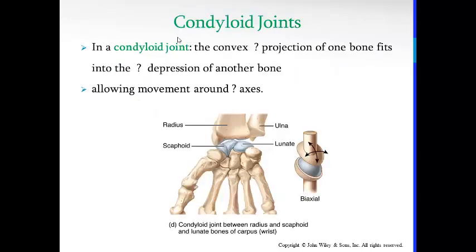In our condyloid joint, okay, we have projections from one bone, and both of them look like an oval shape. So we have the convex oval-shaped region of one bone that fits into the oval-shaped depression of another bone. So this allows them to move around two axes, in two different directions.